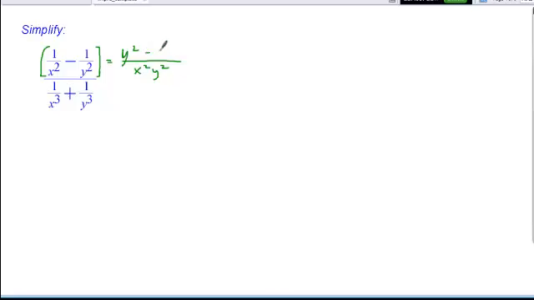Then minus 1, the next fraction's numerator, times what LCD factor is missing from this denominator? It's missing the x squared. So there's our numerator written as a single fraction. We're going to do the same thing with our denominator here. We're going to write it as a single fraction.